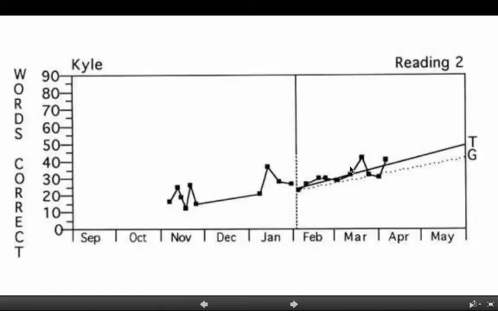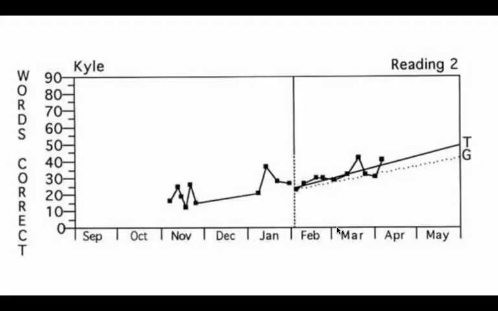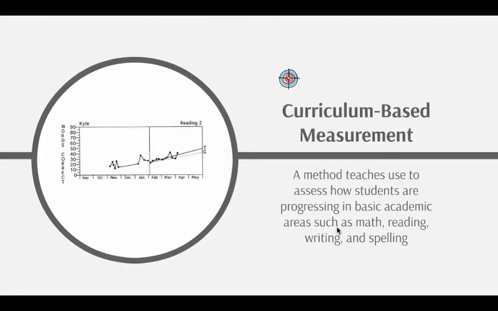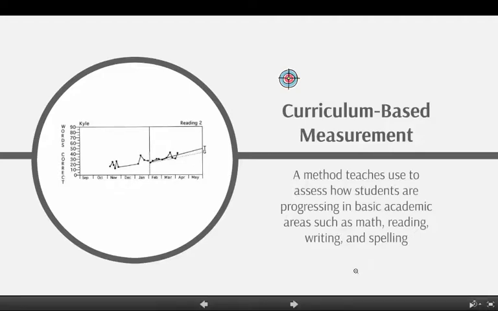So how did Kyle do with respect to reading during this 5-minute time sample? He's gone from a low of 15 to a high over here of about 45. So here's the trajectory line in terms of the trend line that Kyle's following, and the teacher will do this kind of evaluation on an ongoing basis. The reason for that is that the teacher wants to make a determination as to how the child is progressing in areas such as math, reading, writing, and spelling.